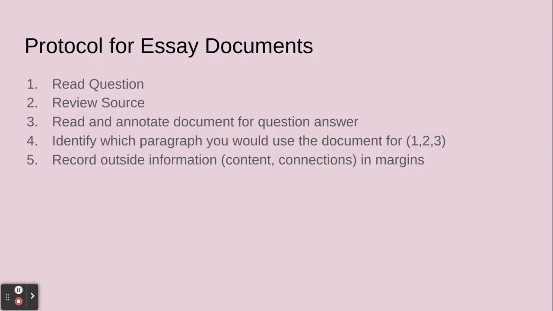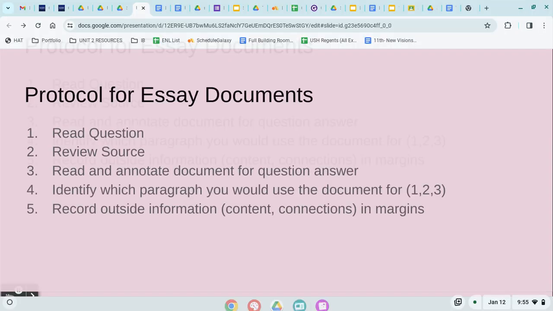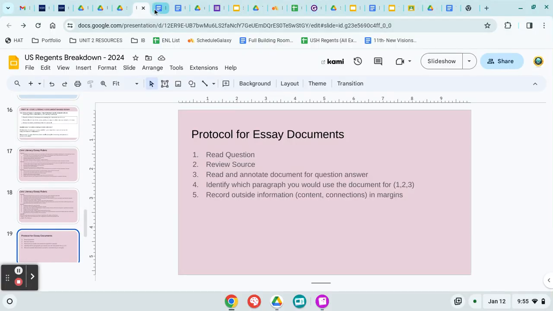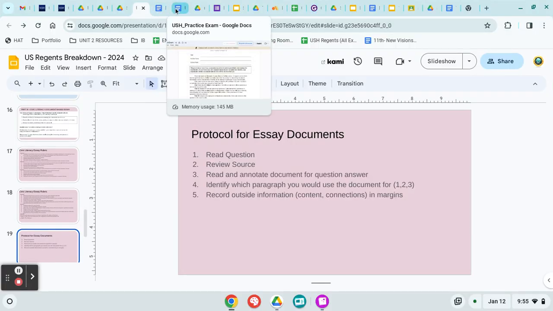You do want to read the question first, then review the source, and then read and annotate the document to answer the question and to use it in your essay. You also want to record outside information while you look at each document for the civic literacy essay. This technique is also really important for the multiple choice. We're just going to look at a practice test here really quickly.